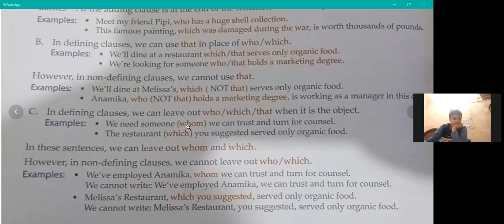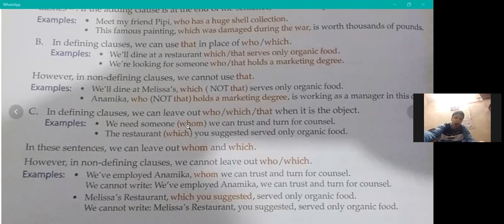In defining clauses, we can leave out who, which, that. We can leave them. Okay, in defining clauses. But in non-defining clauses, we cannot leave them. We need someone whom we can trust and turn for counsel. The restaurant which you suggested served only organic food. In these sentences, we can leave out whom and which. The word which you want to leave, you have to put in brackets. Brackets mean that we don't need this word. This sentence can be completed without these words.